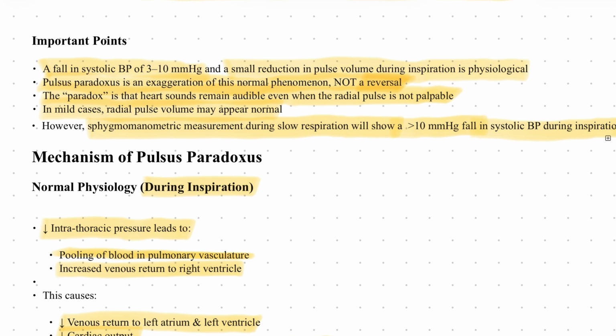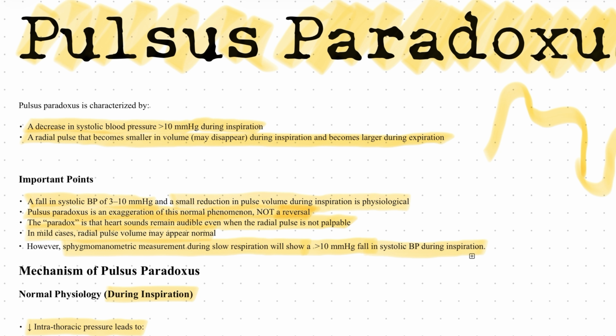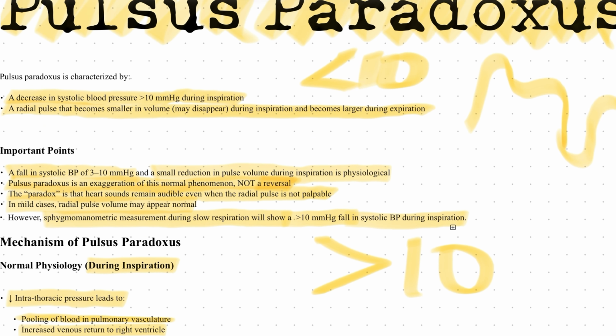So I think this was sufficient for your 5 marker or 3 marker. Most probably they'll ask this for 3 marker. If they ask for 5 marker, you can just stretch the answer with the important topics and subtopics I covered. The main thing you need to remember: less than 10 is physiology, but if it goes above 10, it is pathology. We call that condition Pulsus paradoxus.